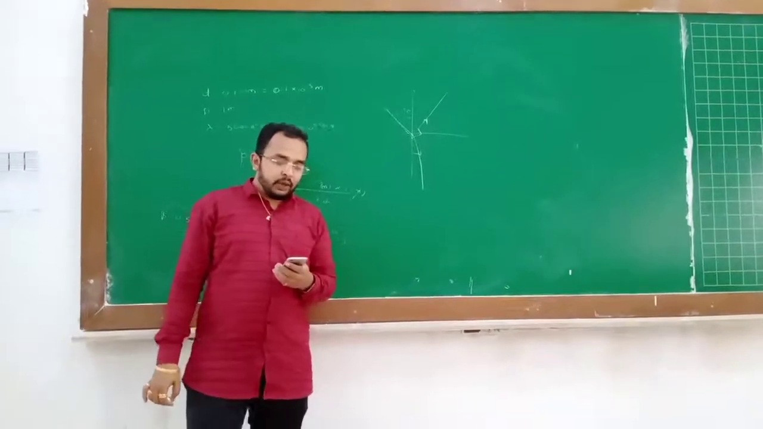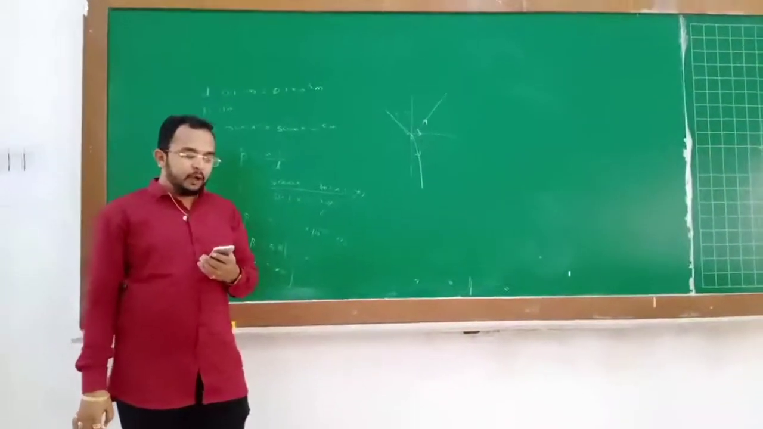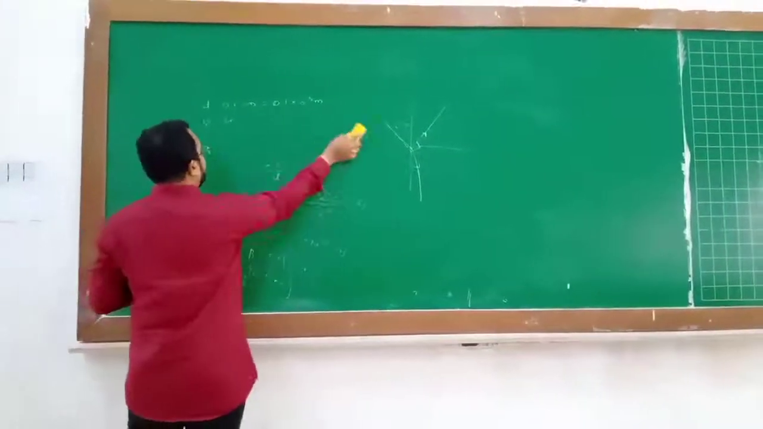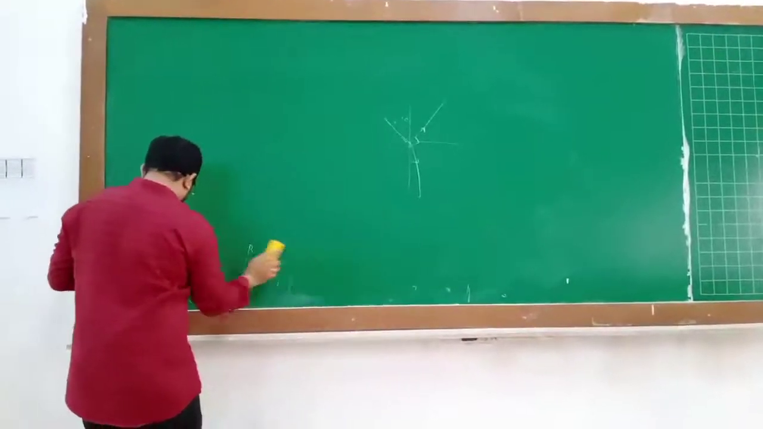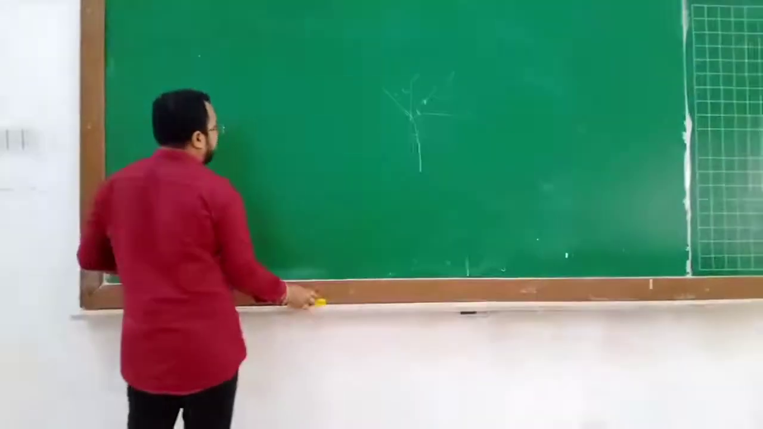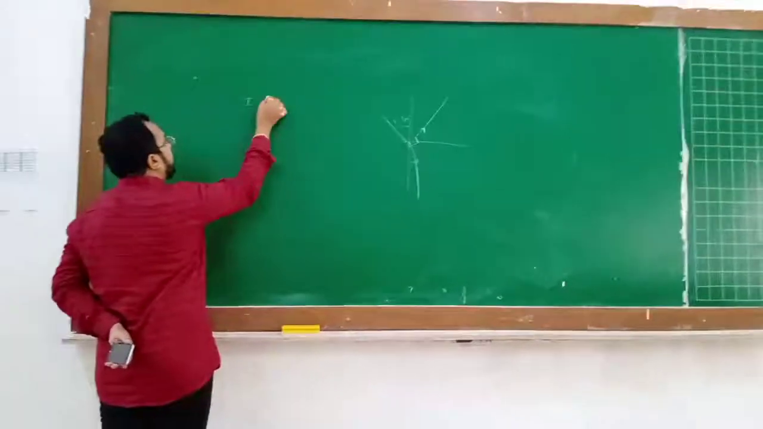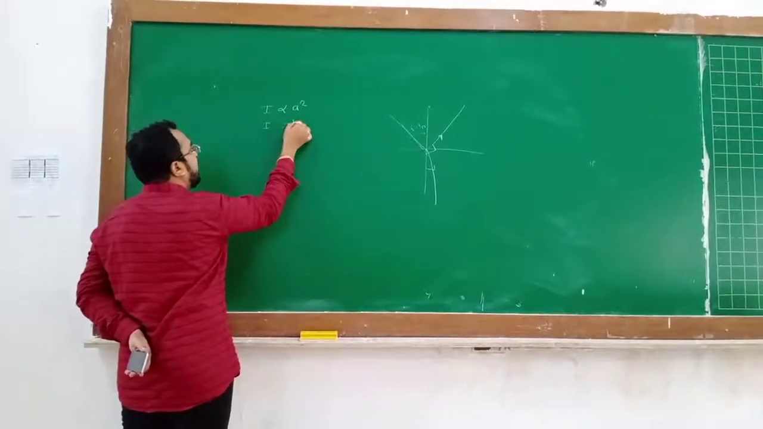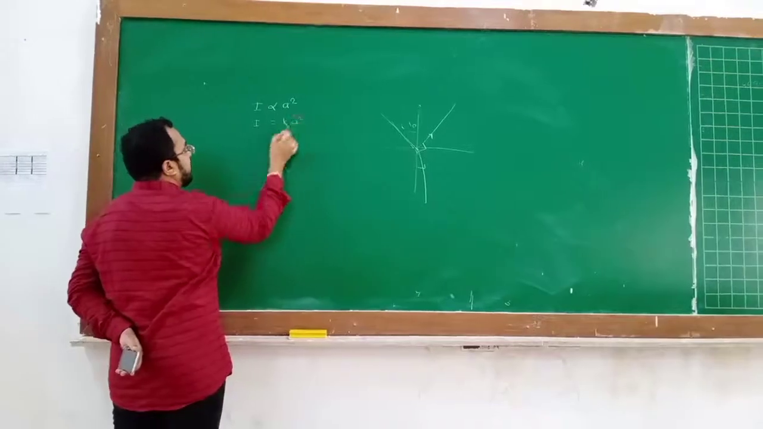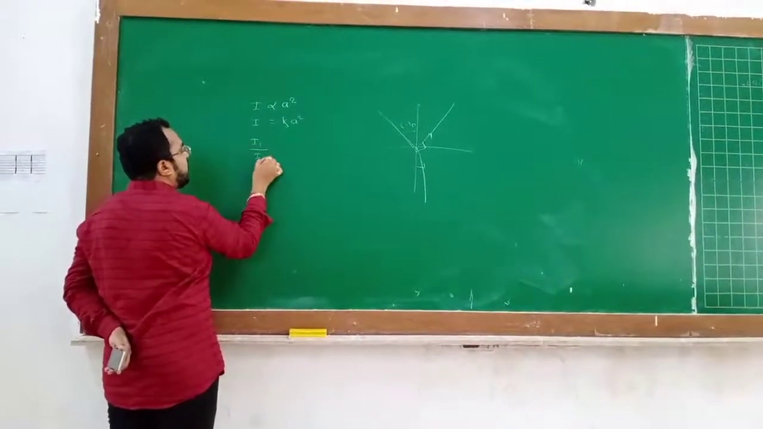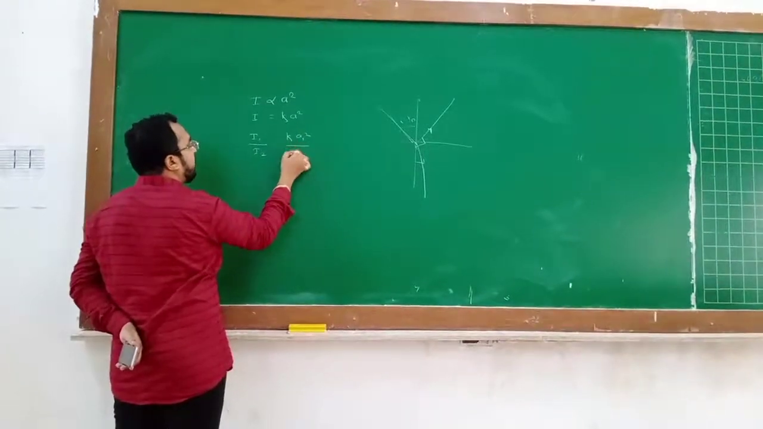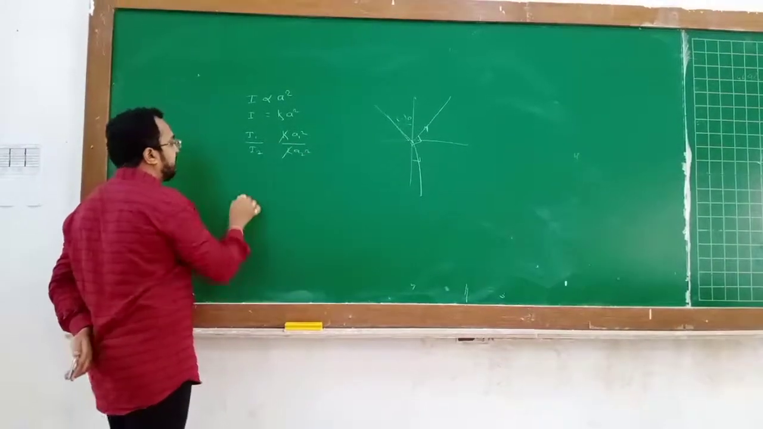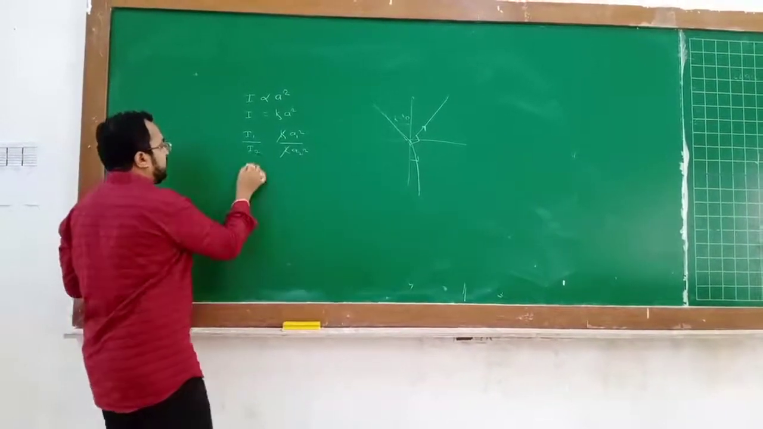Okay. Now the next question: the ratio of amplitudes of interfering waves is 3:4. What will be the ratio of their intensities? Now I have told you that intensity is proportional to amplitude square. From here we can write intensity is equal to a proportionality constant into A square. If I divide, I1 upon I2 is equal to k A1 square upon k A2 square. K will be the same in both cases because it is a constant, so k will get cancelled.